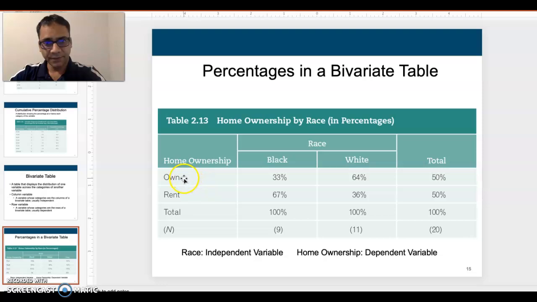For blacks, those who own the house are 33%, whereas for whites, those who own the house are 64%. Similarly, for rent, the blacks whose home ownership is rental have around 67%. However, the whites who have rented properties are 36%. So likewise, this is a bivariate table, another way of representing our data.